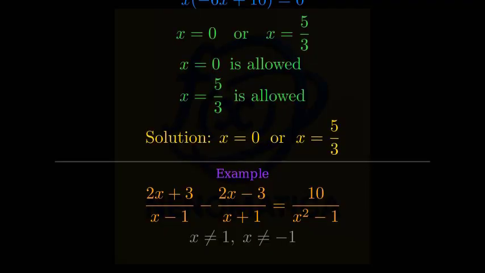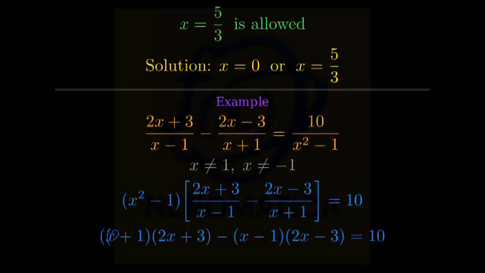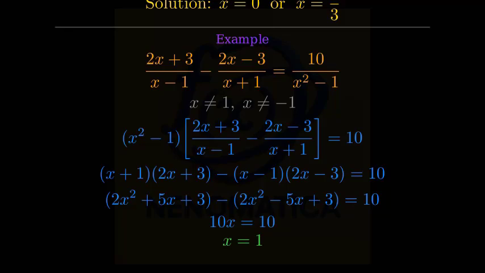Multiply both sides by x squared minus 1. Now expand and combine like terms. Solve the resulting linear equation. Finally, check against the domain to avoid extraneous solutions.